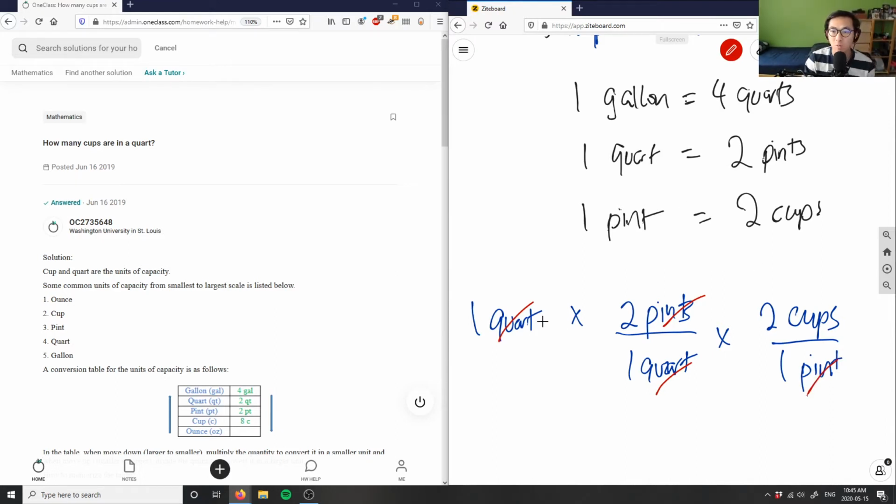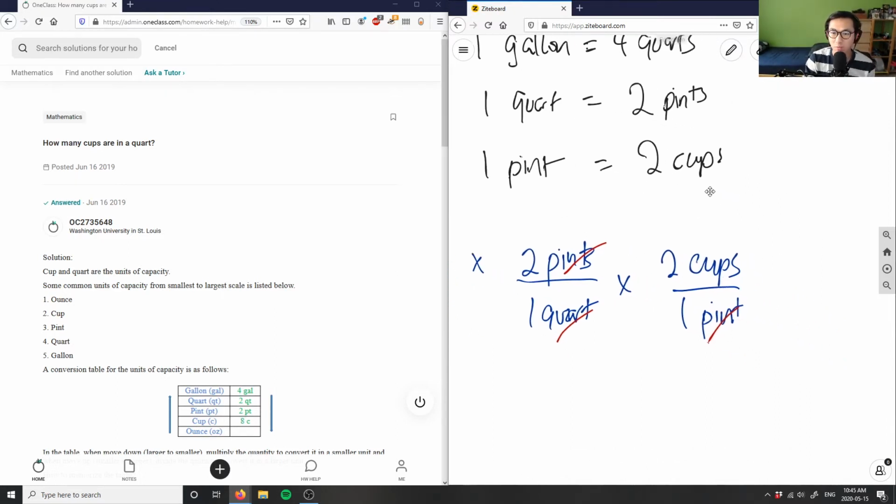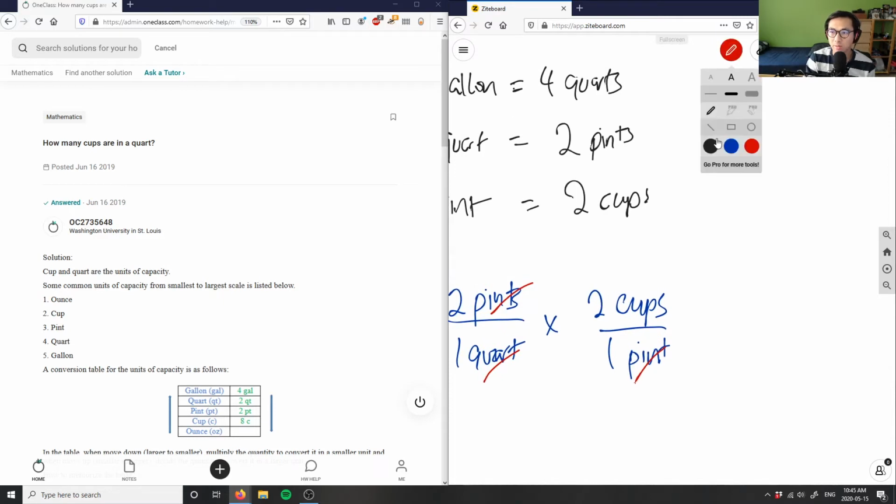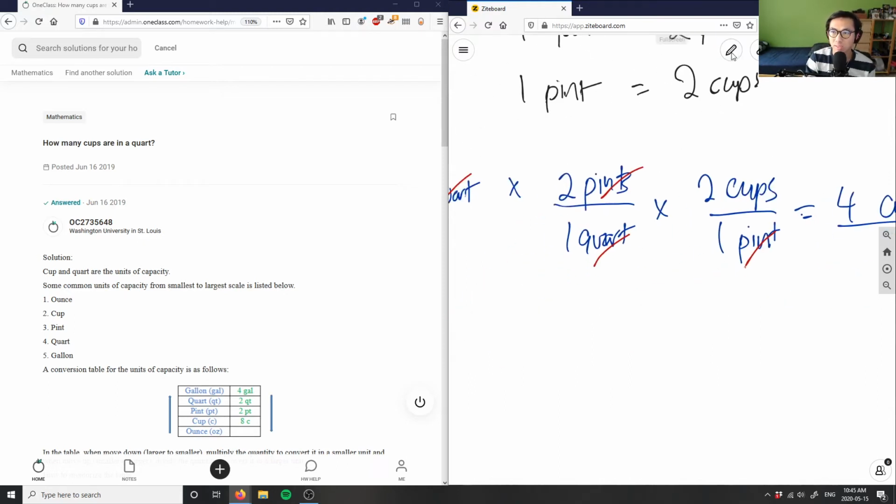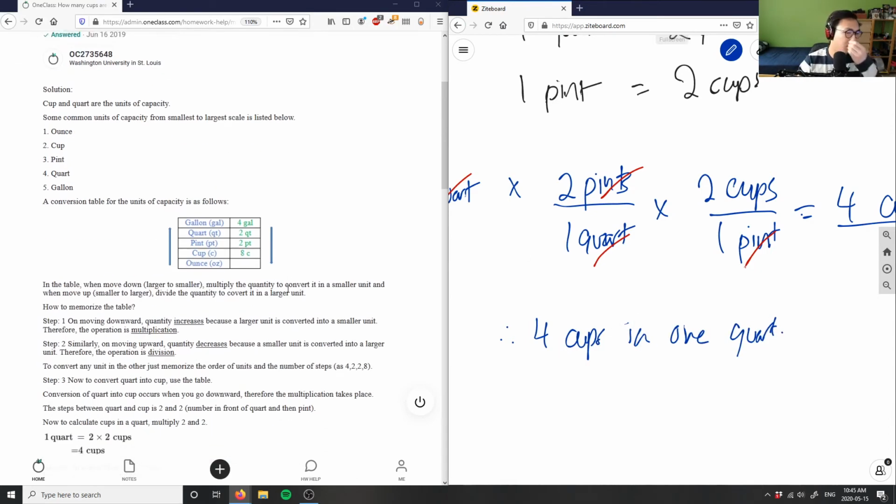So I'm simply doing 1 times 2 times 2, which is 1 times 2 is 2, 2 times 2 is 4. So therefore, it's going to equal 4 cups. So you can write your solution as, therefore, 4 cups in 1 quart. And this solution here is, I believe, correct.